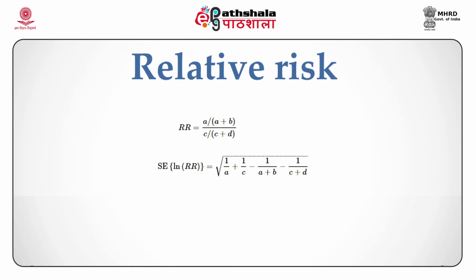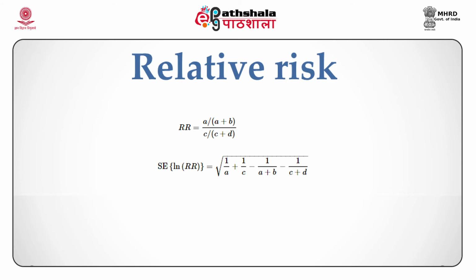Equivalently, we can use log RR divided by the standard error of log RR to test the equivalent hypothesis of whether or not the log RR is equal to 0. So RR equal to 1, as you can see, would tell us that the proportions are identical in the two groups, or there is no association between exposure and disease.